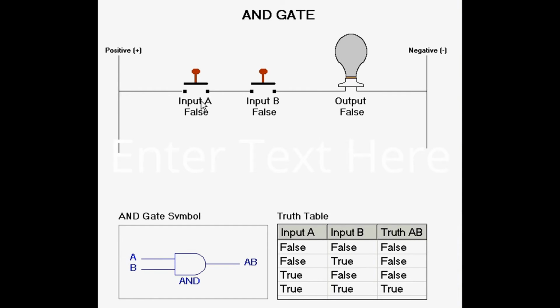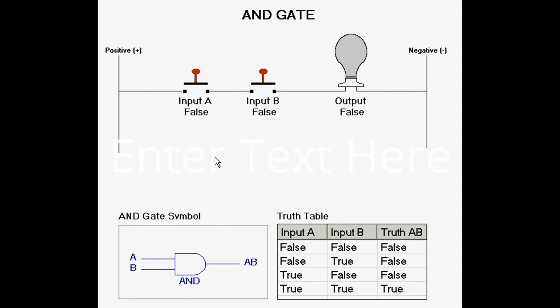Here I used momentary push button switches to represent the inputs of the AND gate, and a light bulb to represent the status of the output. Whenever the light bulb is dark, as it is now, this represents a 0 or a status of false. Whenever the light bulb is lit, this represents a 1 or a status of true.